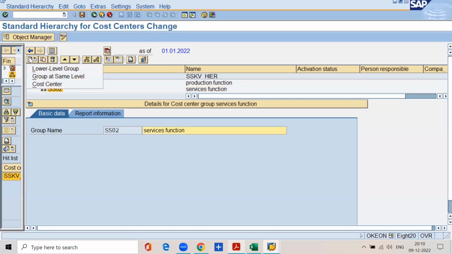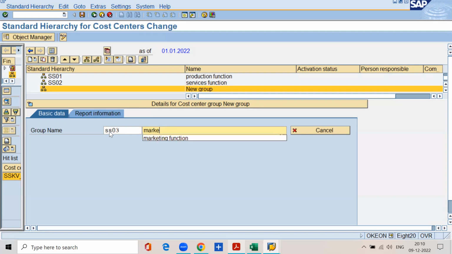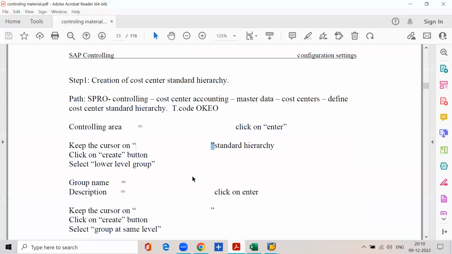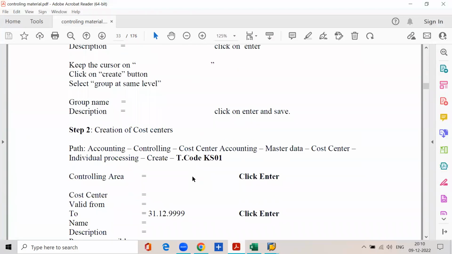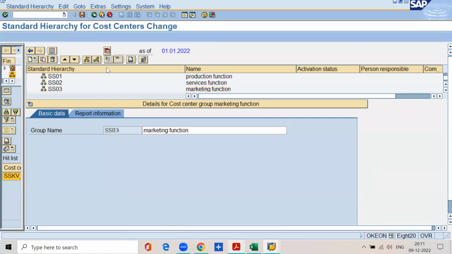Now keep the cursor on SS02. Click on the create button. Click on group at same level. Group name SS03. Description marketing function. Click on enter. So from here itself, you can create the cost centers, right? But as per our material, let us create the cost centers in another transaction. So let us create the cost center master records.